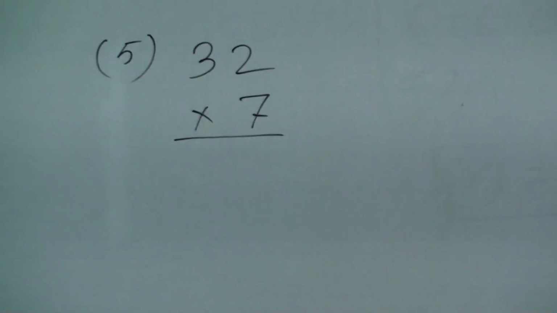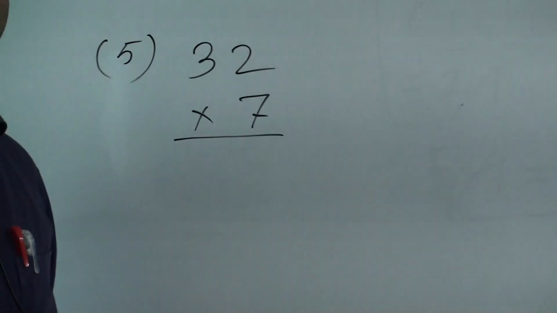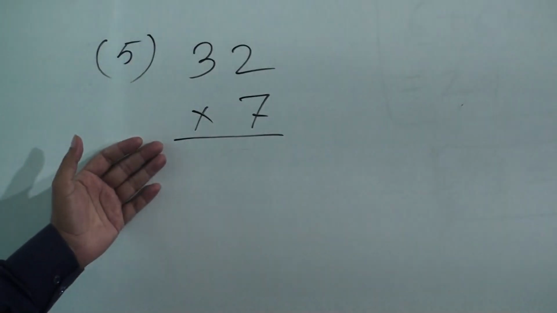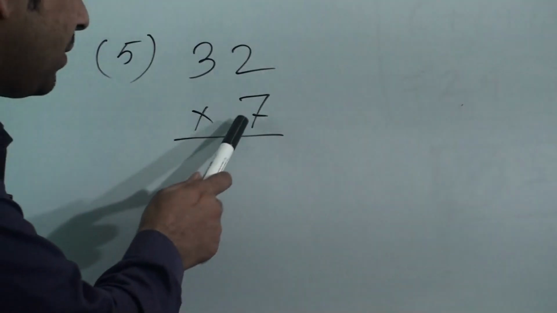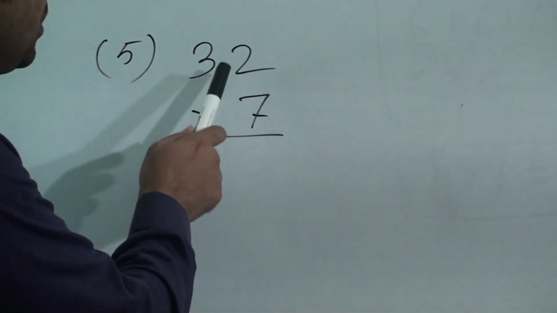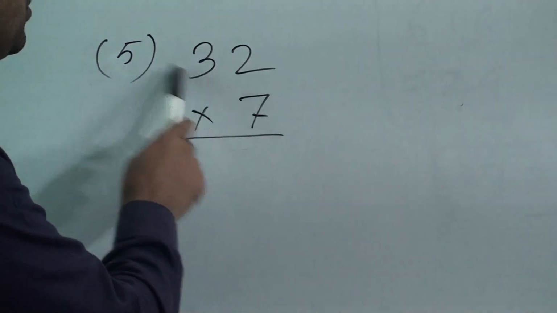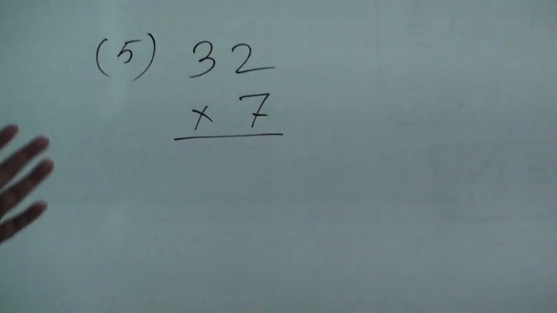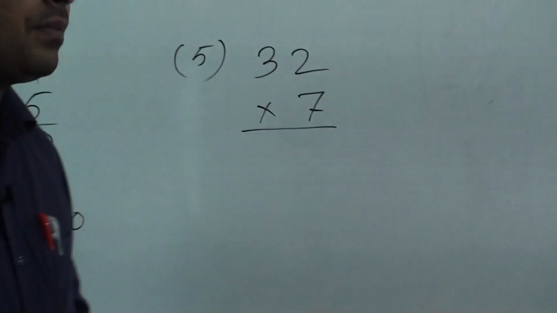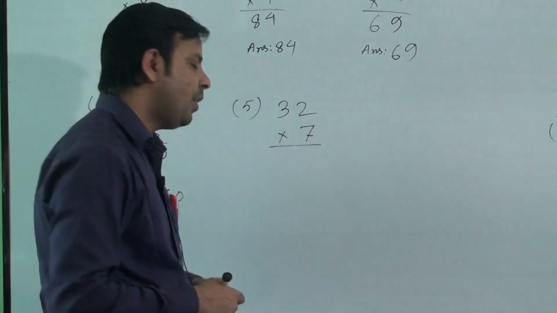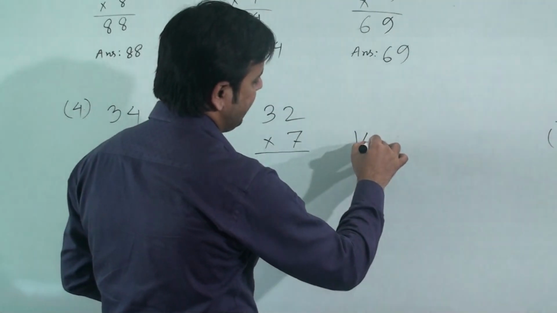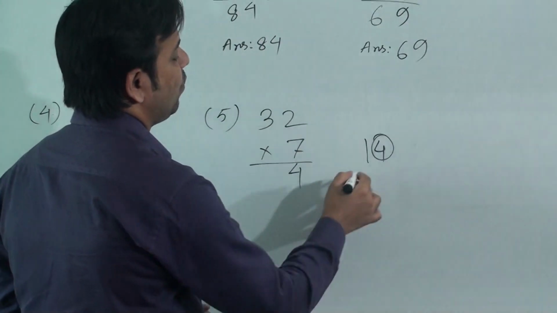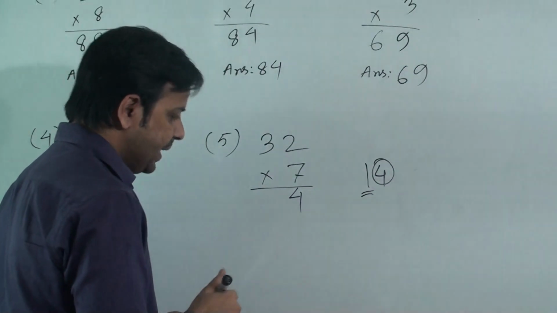That is 32 we have to multiply by 7. To do the multiplication, we need to say the times table of 7. At first we have to say up to 2, then we have to say up to 3. So say the times table of 7 up to 2. 7 zeros are 0, 7 ones are 7, 7 twos are 14. If we write 14 here, 4 is in ones place, so we have to write 4. Now 1 carrying.